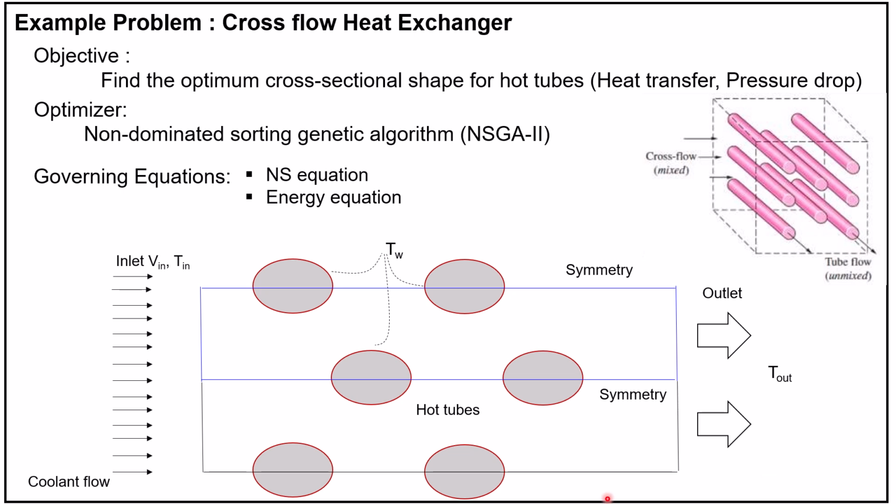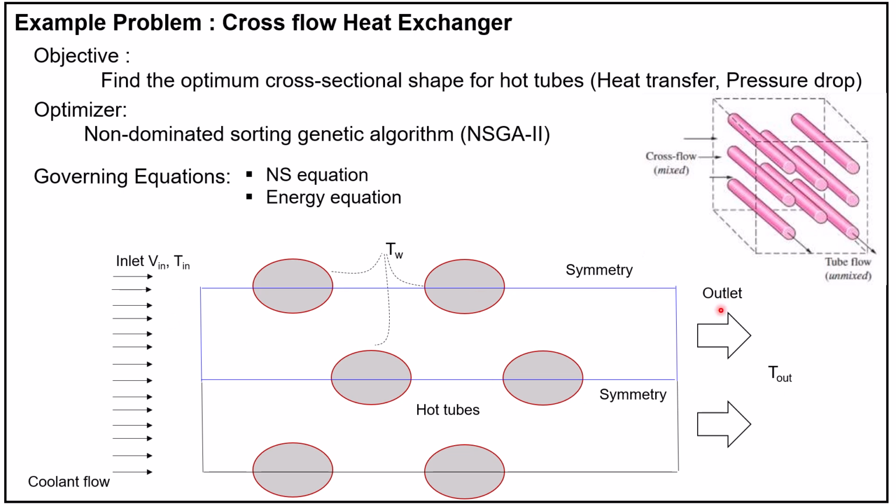The 2D shape of the cross flow heat exchanger is shown here. Here you have a series of hot tubes represented by elliptical shapes, and then on the left hand side you have the airflow inlet which is coming in at a specified velocity and a specified temperature, generally ambient conditions you can say, and then it flows from the left and leaves the domain on the right hand side with some increase in air temperature.